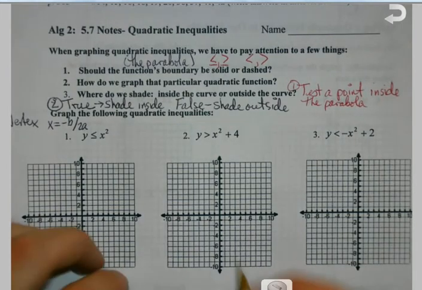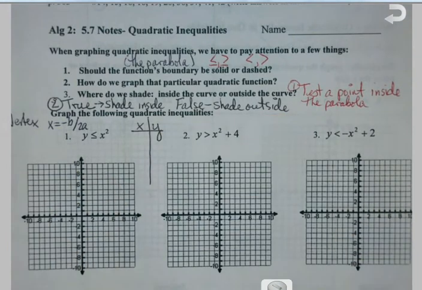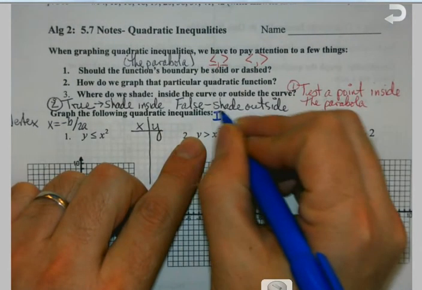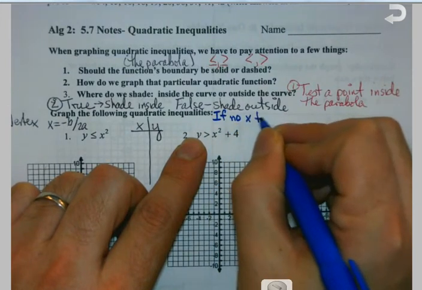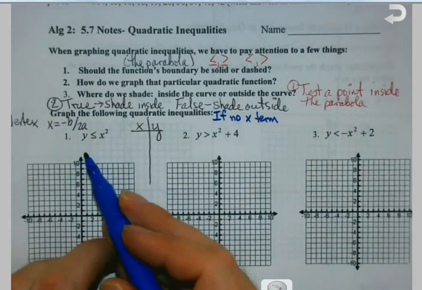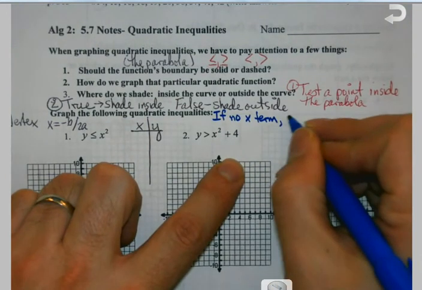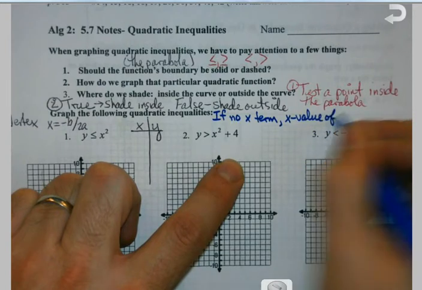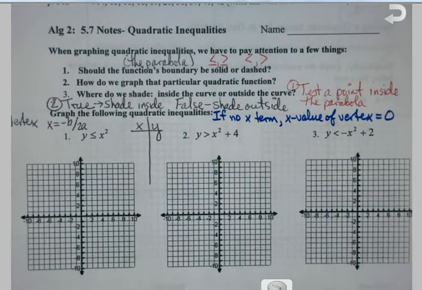So here's what I want you to do. I'm going to make a big note of this here. If there is no x term, and there's not in number 1, number 2, or number 3, the x value of my vertex is going to equal 0. No exceptions.